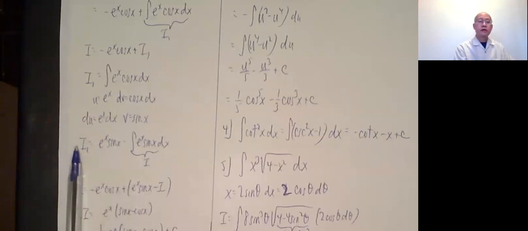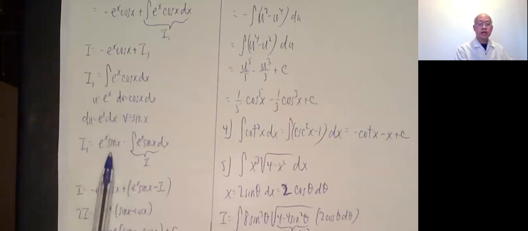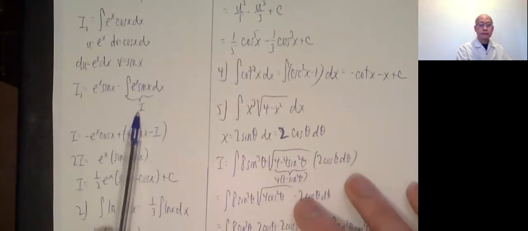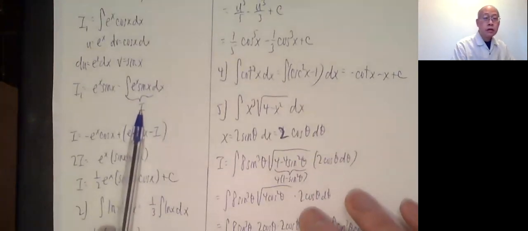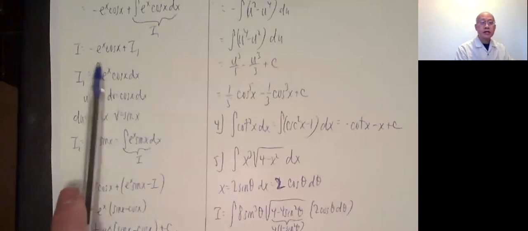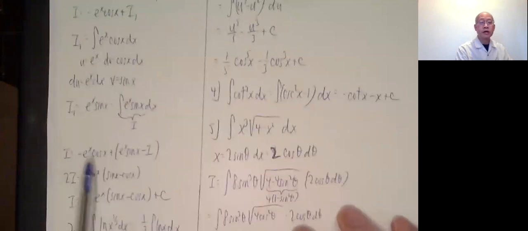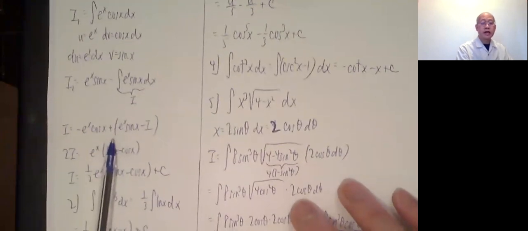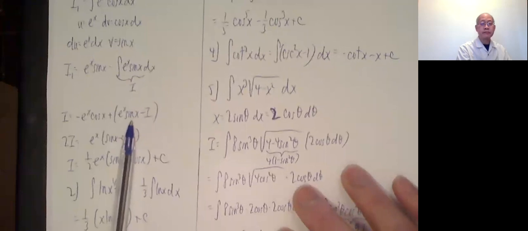So I1 is u times v, e to the x sine x, minus the integral of v du, e to the x sine x dx. And notice this is the same as the original, so I'm going to call that I. So I is equal to negative e to the x cosine x plus I1, and I1 is now e to the x sine x minus I.